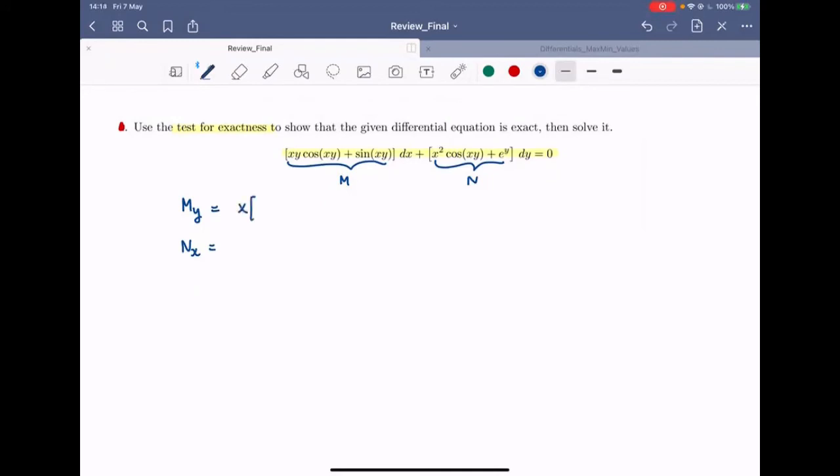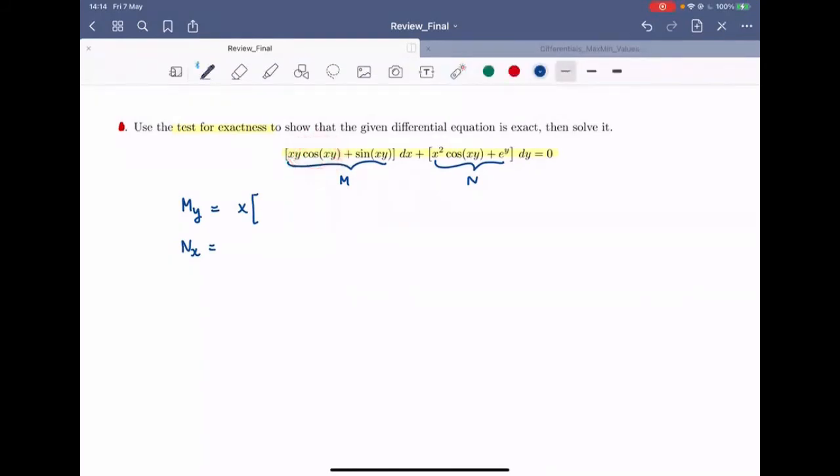X and then y. Did I go too fast? Should I slow down? Okay. Can I go faster a little bit? So x, I do not need to differentiate x, right? And then I differentiate y here. So I need to use the product rule on this term.